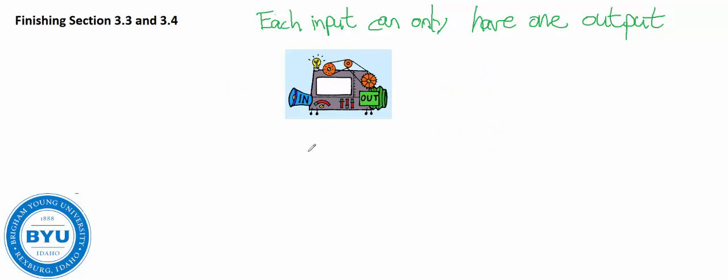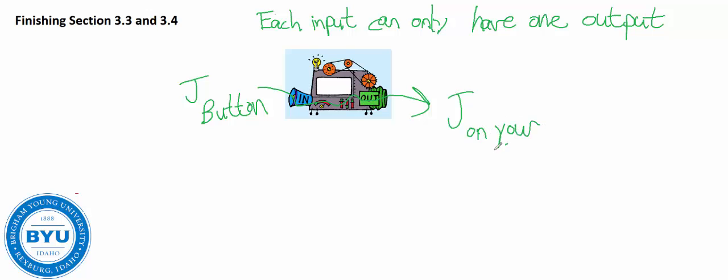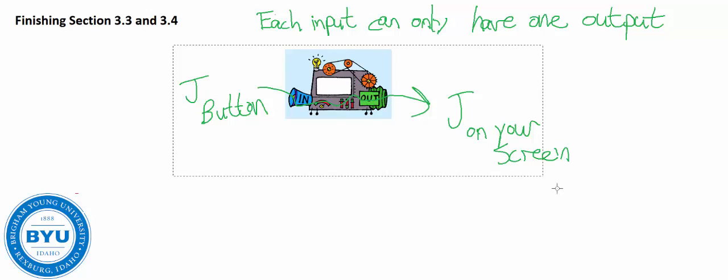Think about how annoying that would be. Imagine pressing the J button on your computer. In fact, J is a function. When you push the J button, it goes through the machine and puts a J on your screen. Could you imagine how annoying it would be if every time you pushed the J button, it gave you a J and a W? You'd be like, no! Why is that happening? I just pushed the J button once. Just give me a J. Okay? Every input can only have one output.